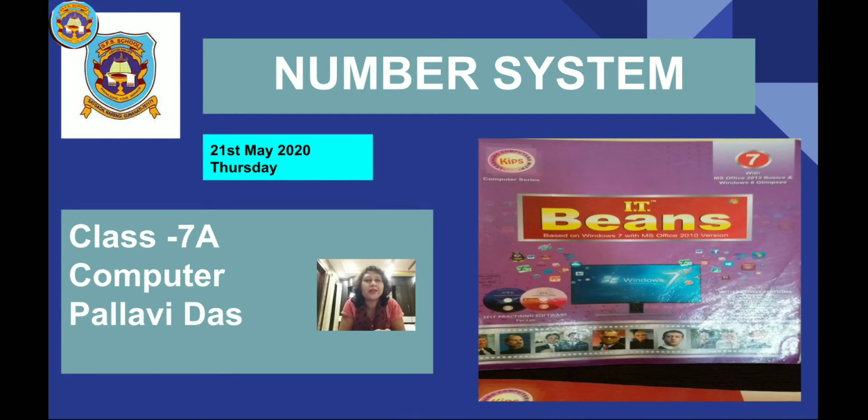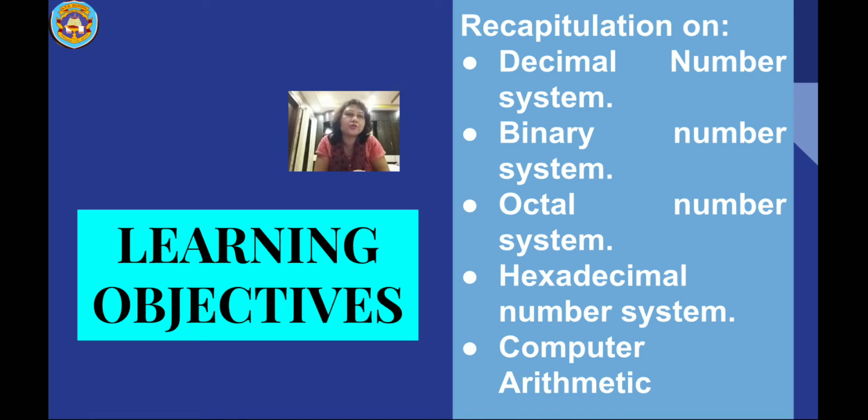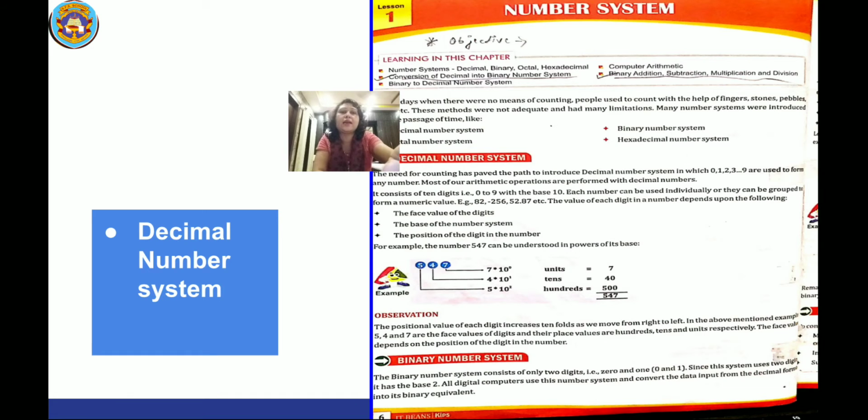So as we are doing number system, we have completed this chapter. Today we are going to do a recap of what we have learned in this lesson. So let's get started. The learning objectives for today are to recapitulate on the decimal number system, binary number system, octal number system, hexadecimal number system and computer arithmetic.